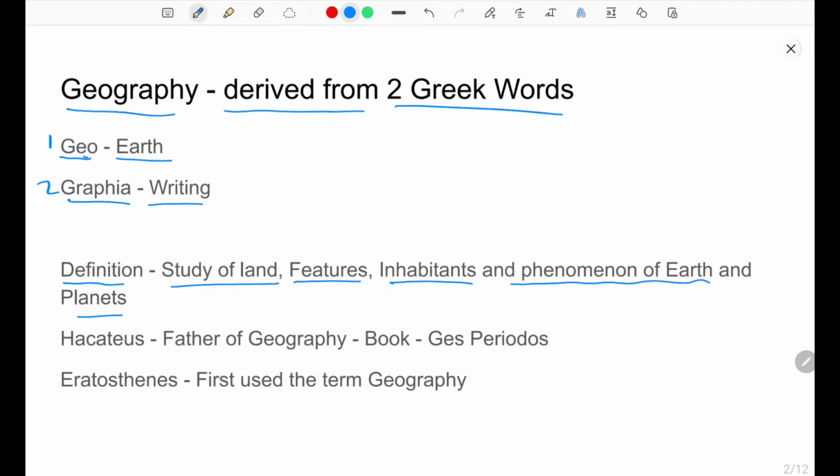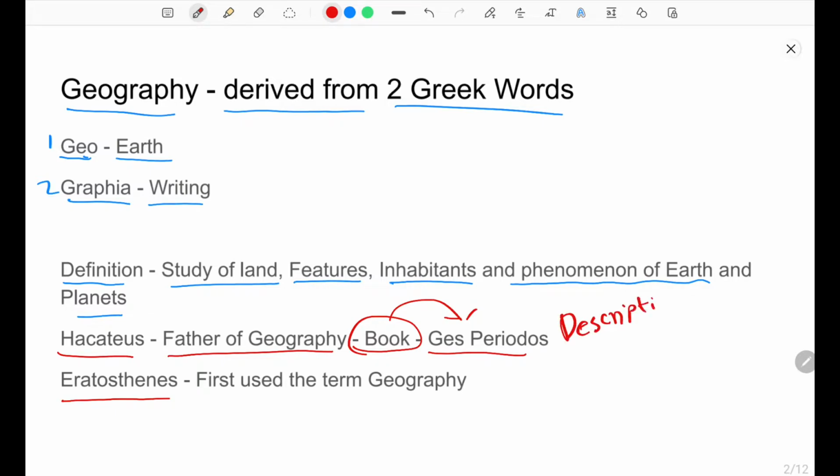Coming to geography, we basically speak about two important persons. One is Mr. Hecataeus and the other one is Eratosthenes. Hecataeus is considered the father of geography, and the book written by him is Ges Periodos. Ges Periodos means description of earth. Coming to Eratosthenes, he is the first person who used the term geography, and he is a person of 200 BC.